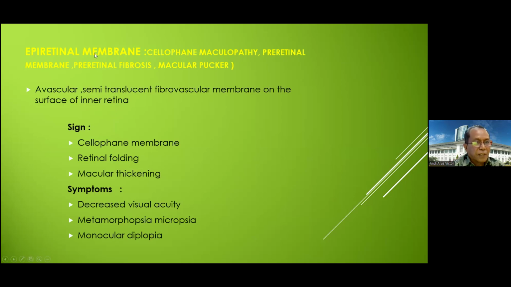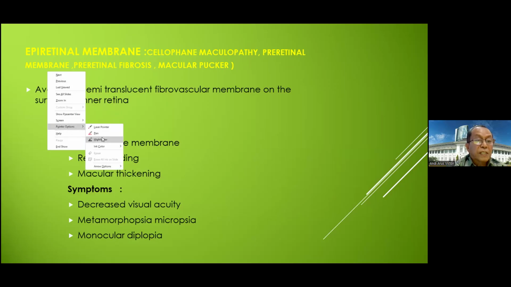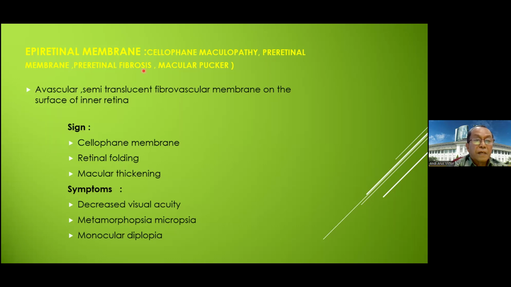Another vitreoretinal interface disorder is epiretinal membrane. Other names are cellophane maculopathy, preretinal membrane, preretinal fibrosis, and macular pucker. Epiretinal membrane is present if there is an avascular or semi-translucent fibrocellular membrane on the surface of the retina. The sign is a cellophane membrane.